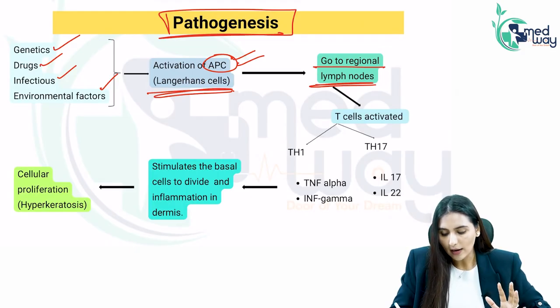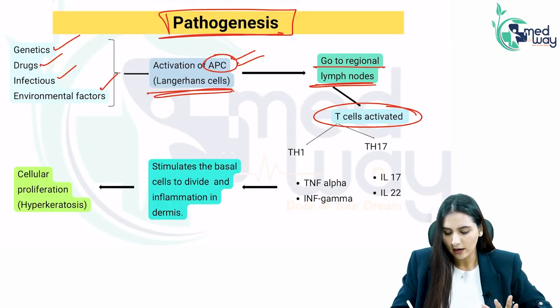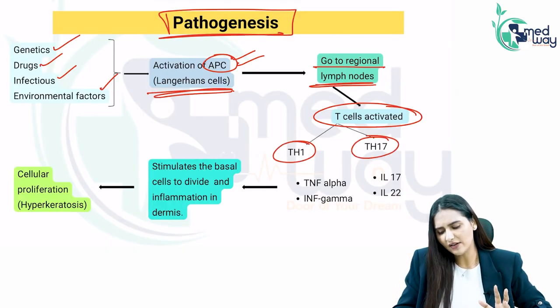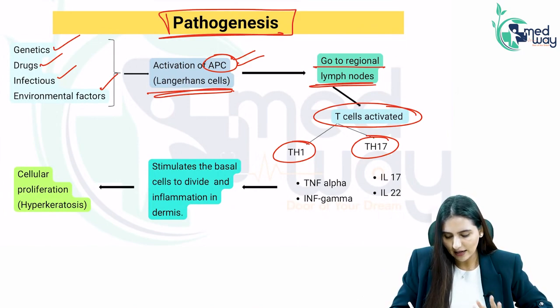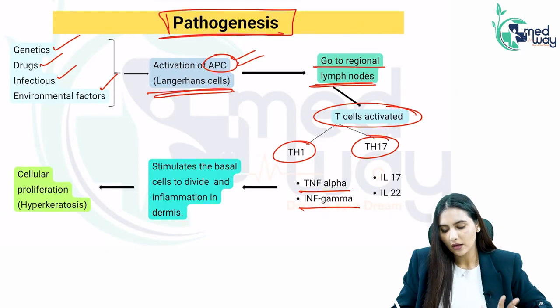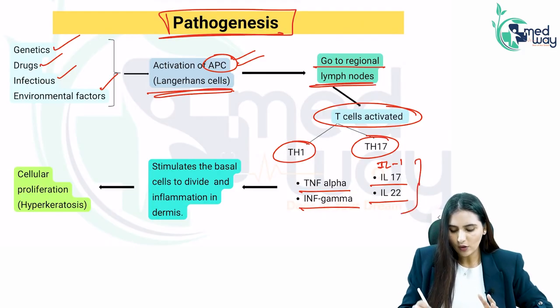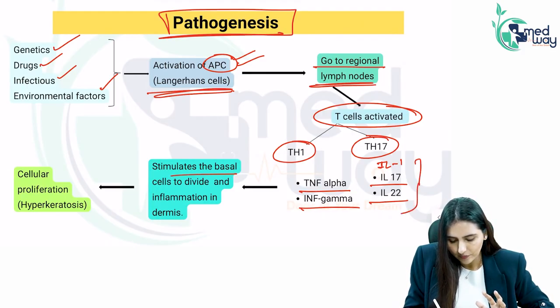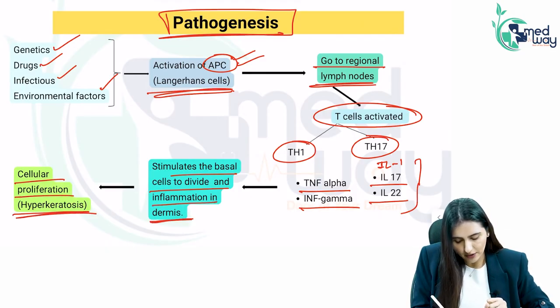Now, in the lymph nodes, your T cells get activated, which we saw is a T cell mediated response. Th1, Th17 and even Th22. They will all release TNF alpha, interferon gamma, interleukin 1, interleukin 17, interleukin 22. All of this will cause the basal cells to divide and cause inflammation in the dermis. And you will have cellular proliferation, which is hyperkeratosis.